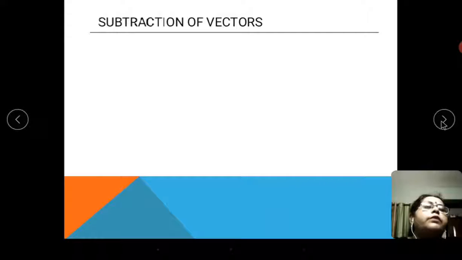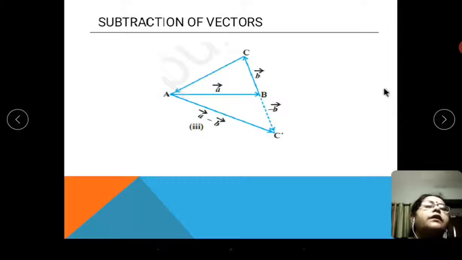Now we will utilize this triangle law of vector addition for finding the difference of two vectors, or rather we will use this triangle law to subtract one vector from another. So how can we do this? Let us see in terms of this figure. So suppose again A and B are two vectors which are forming the two sides AB and BC of the triangle ABC. Now by triangle law we already know that this AC will be A plus B.